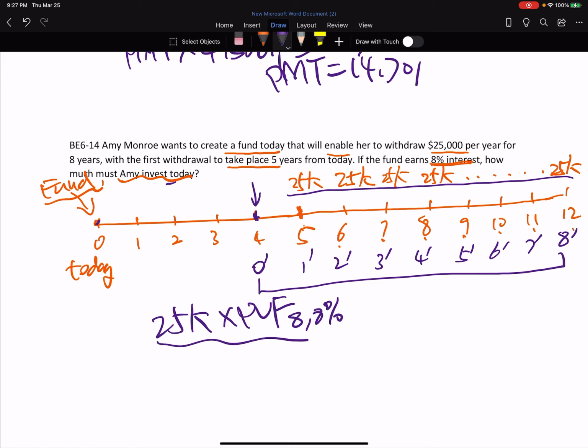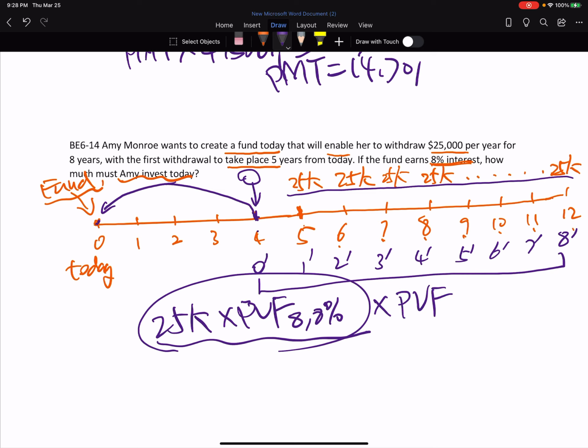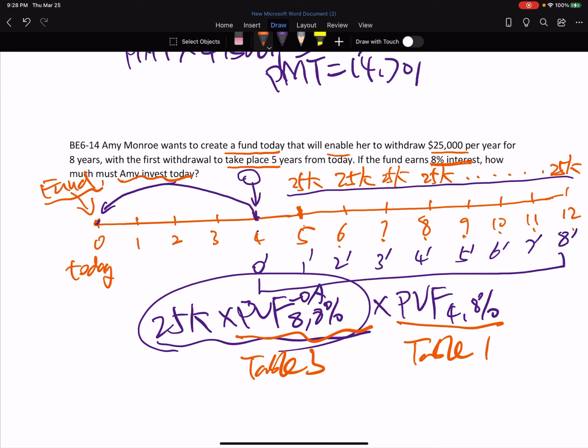But we know this value represents the value at time point 4, right? So we should calculate the present value at 0. What we do is we treat this amount here as a single sum problem by multiplying the present value factor, 4 periods, 8%. You should be clear in mind. This one you look up table 3. This one you look up table 1. Two different factors. This is an ordinary annuity. This is a single sum.